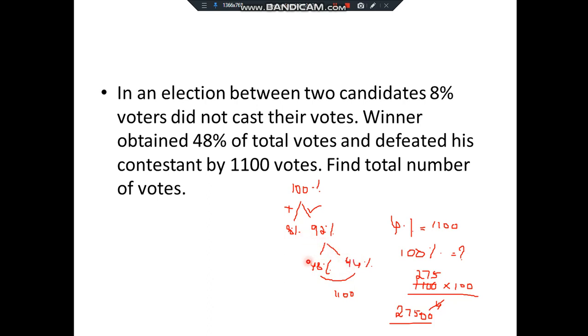Now, defeated the contestant by 1100 votes, which means the difference between the two is 1100. So 48% minus 44%, which is 4%, is equal to 1100. So we have to find the total number. So 100% is equal to question mark.